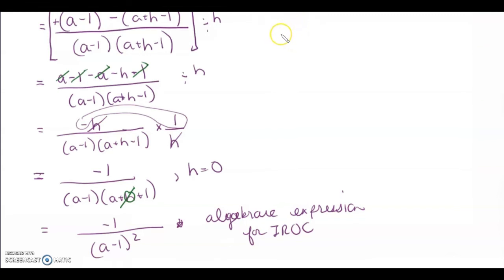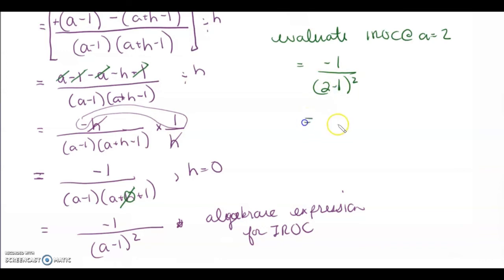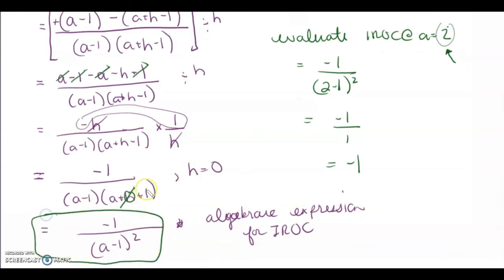Okay, now if we have to evaluate the IROC at a equals 2, we're just going to plug in 2 for the a value, and we're going to get negative 1 over 1, which is negative 1. And remember, no matter what x value or a value they give you, you can sub in any number into this general expression, and it's going to give you the instantaneous rate of change at that value for any point on that curve.